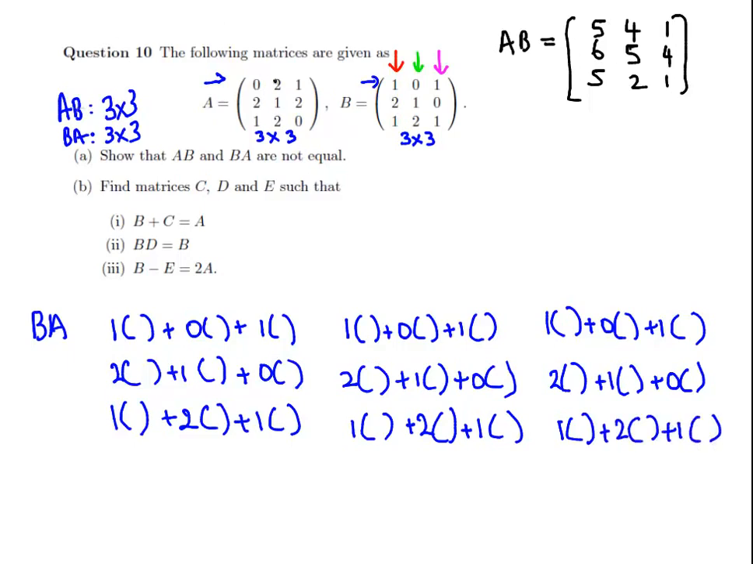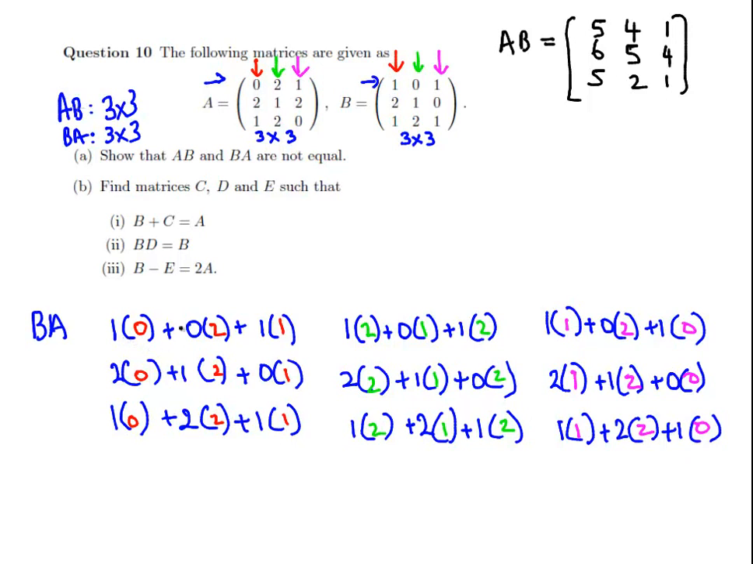Now we're going to multiply these rows by columns. So this is the first column of A, and it's 0, 2, 1. Second column of A, we'll use green: 2, 1, 2. And finally, the last column there, 1, 2, 0. Okay, and now all we have to do is evaluate them.